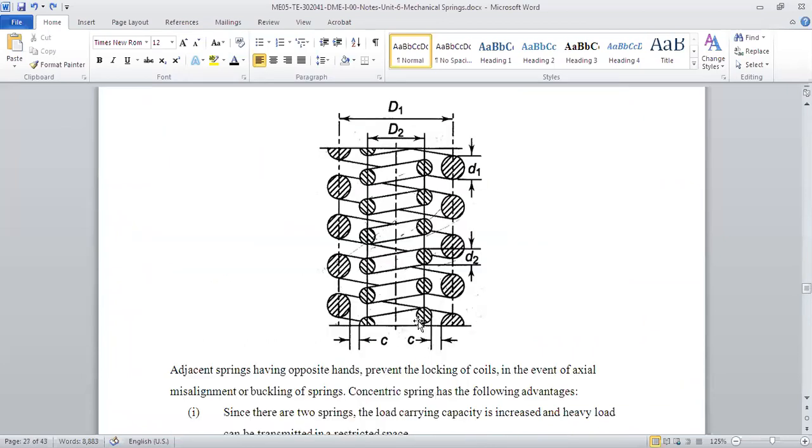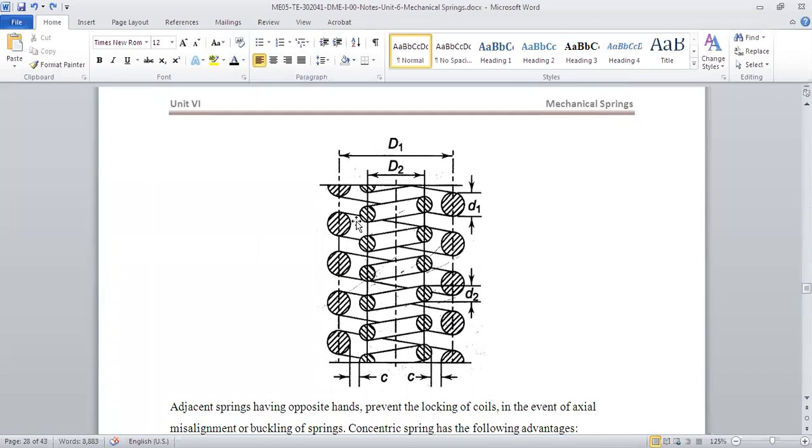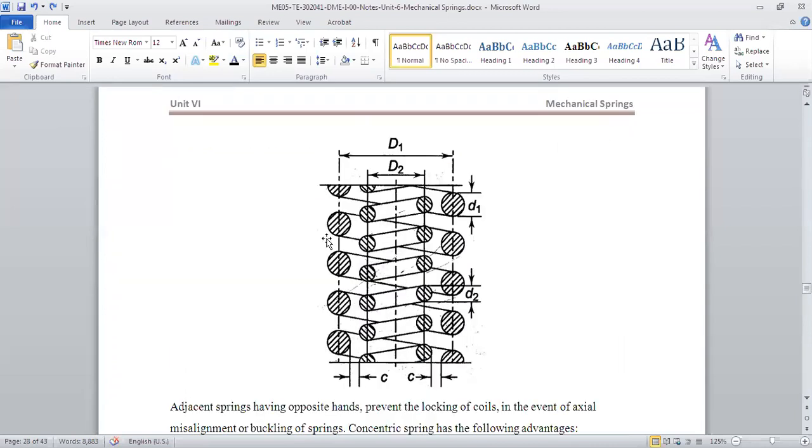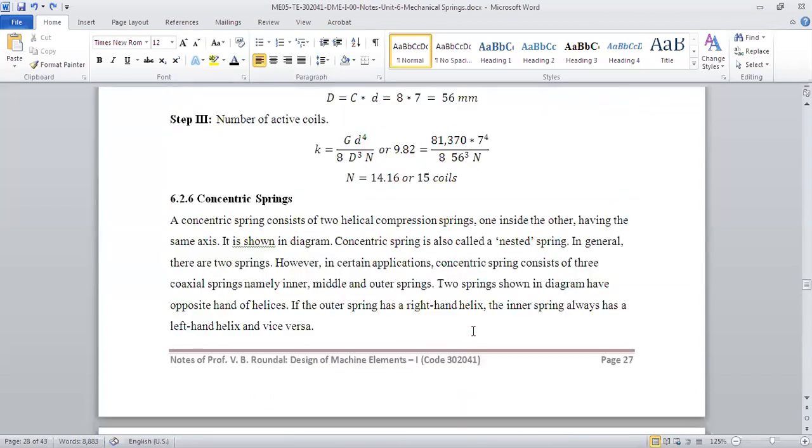Now, why is that required? If you see the diagram, the helix of one is opposite to the other, so both springs are in opposite directions, right? This spring is also called a nested spring. Sometimes there are three springs also, like the middle, inner, and outer spring. If we put one more spring outside this, or a small spring inside it, it will become a three-spring concentric arrangement, right?